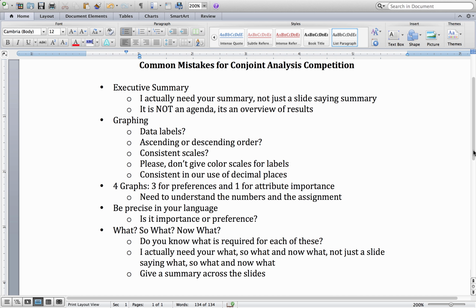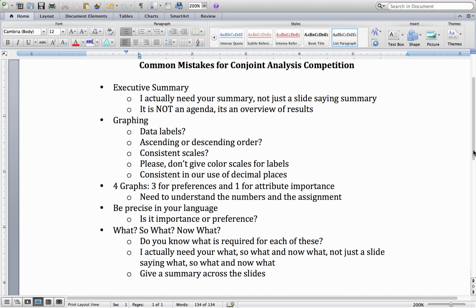So, graphing, we're still making way too many problems in graphing, and we're making common mistakes that we just can't make anymore. One of them is data labels. You should have data labels on the numbers and the categories if you can. We really want to see these in ascending or descending order, some sort of order, not just thrown out like they come out of the analysis.